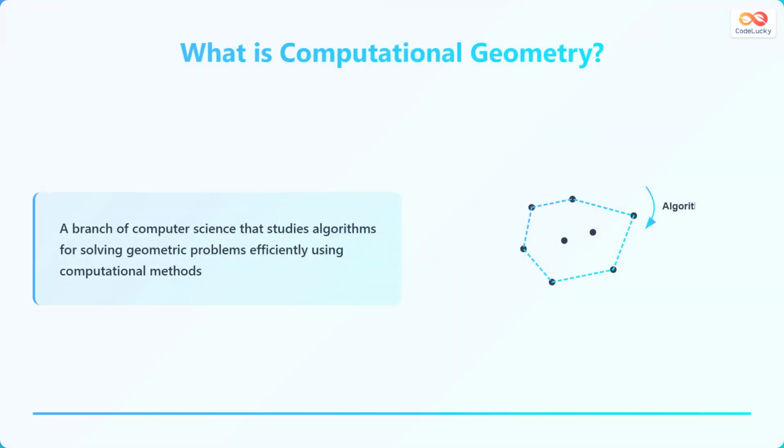Computational geometry is a branch of computer science that studies algorithms for solving geometric problems efficiently using computational methods. It deals with designing and analyzing algorithms for geometric problems, such as finding the convex hull of a set of points.